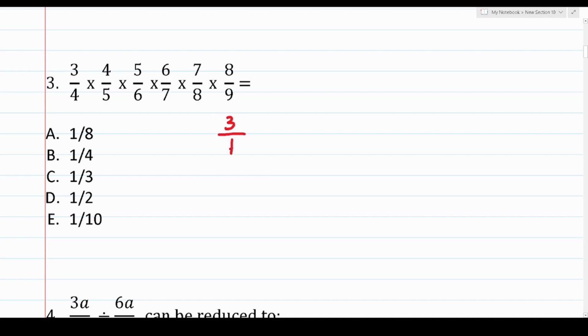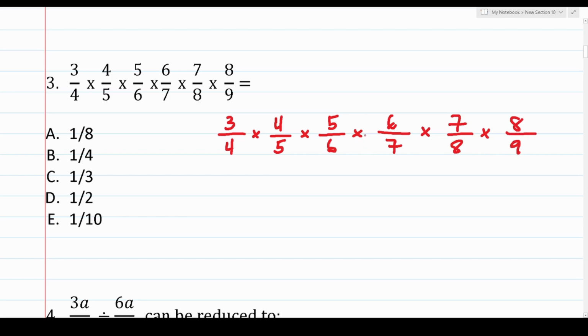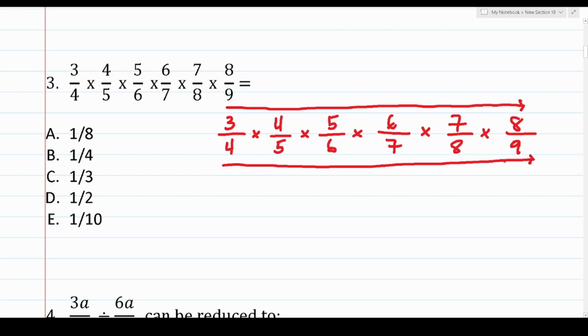And we're doing 3/4 times 4/5 times 5/6 times 6/7 times 7/8 times 8/9. When you multiply fractions, you multiply straight across. That is to say, in this case, you would multiply all the numerators together. That is 3, 4, 5, 6, 7, and 8. And then you would place that over all of the denominators multiplied together, notably 4, 5, 6, 7, 8, and 9. So let's see what that looks like.